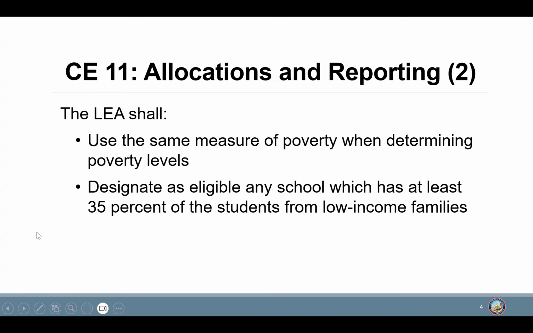The LEA must use the same measure of poverty when determining poverty levels. For example, free and reduced price meals should be measured consistently among each of the schools within the district. The LEA shall also designate as eligible any school which has at least 35% of the students from low-income families. If a school has a population of at least 35% Title I students, that school may be designated as a Title I school.